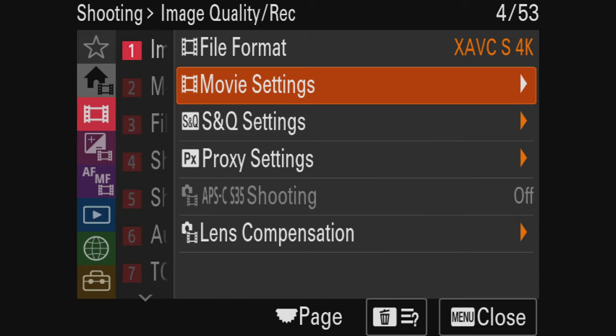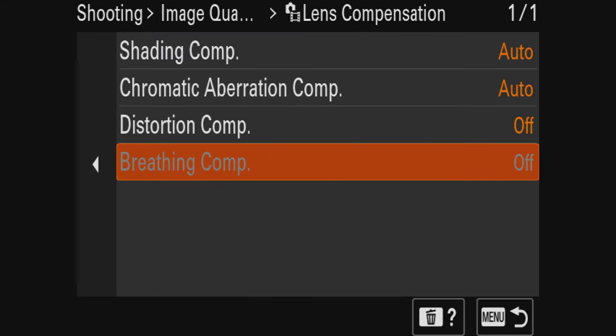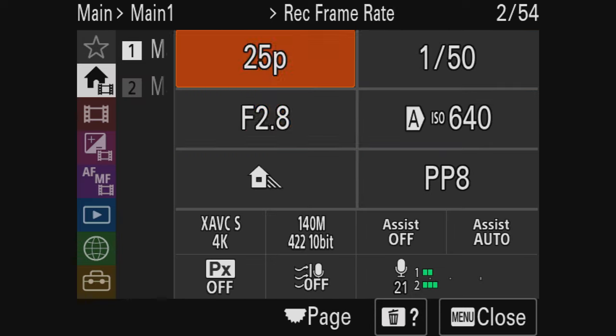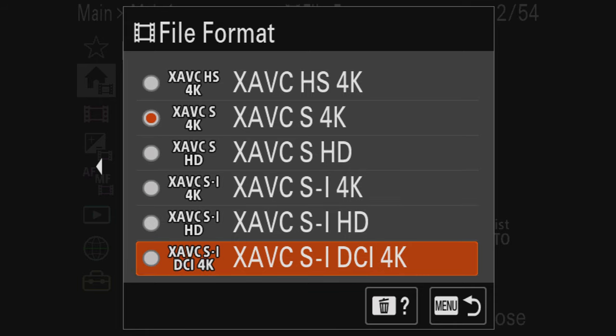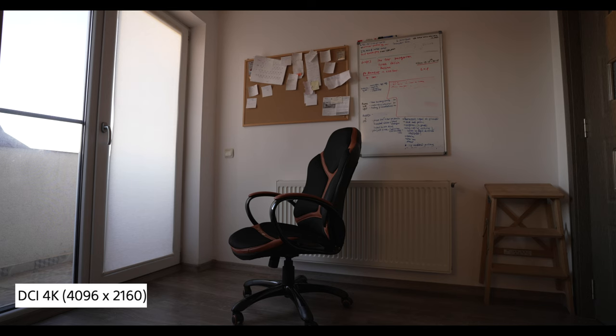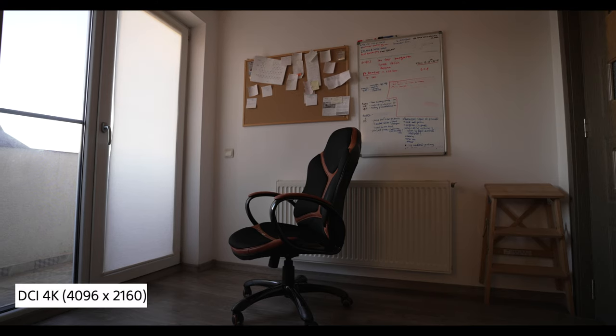You also have a lens compensation. Unfortunately, I don't own any of the lenses that are in the lineup for this breathing compensation feature. The DCI 4K is a way to shoot with more of the sensor. Many people like DCI, they use it for cinema, as the FX3 and a7S III have practically the same sensor. They are used for cinema these days.